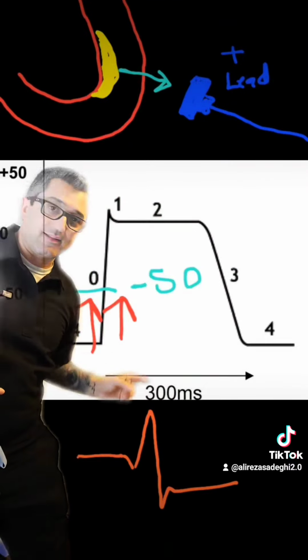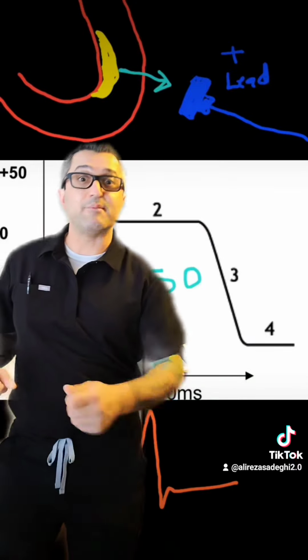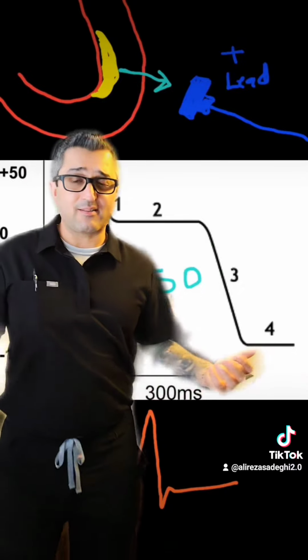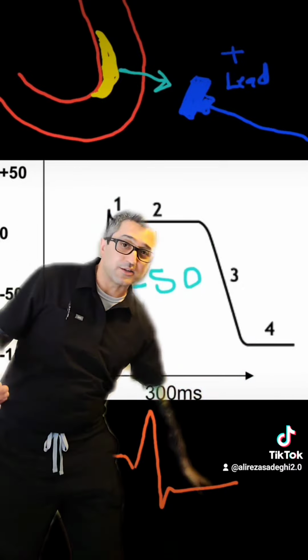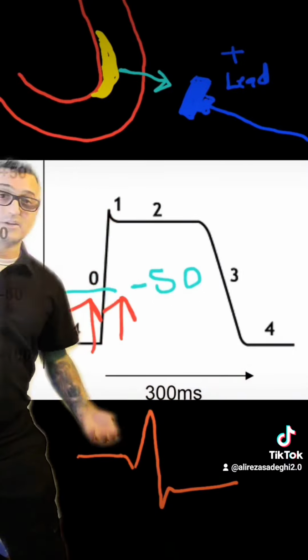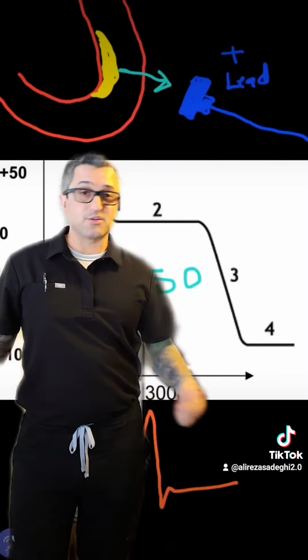So what happens is that your isoelectric line goes back to where it should have been originally. So then it will give you the appearance of a ST segment depression, where in reality you have a raised isoelectric line at the very beginning of your cell action potential event.